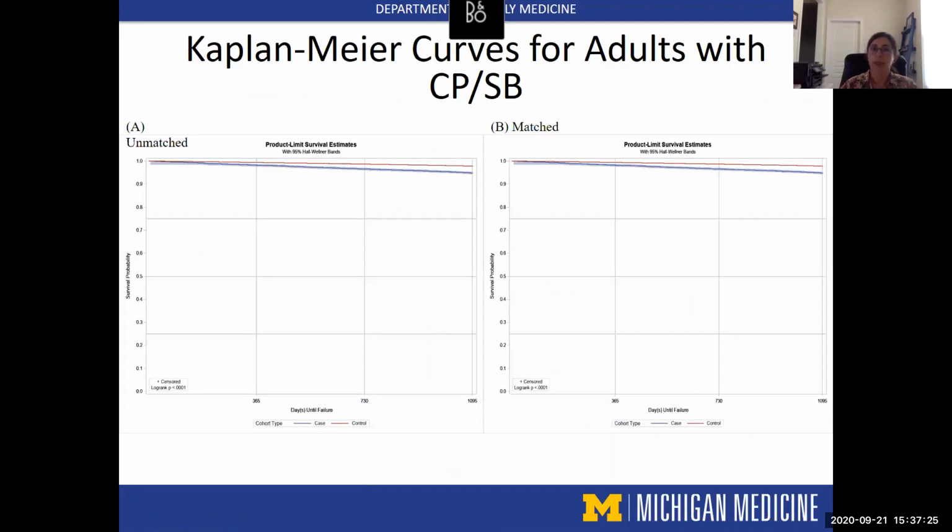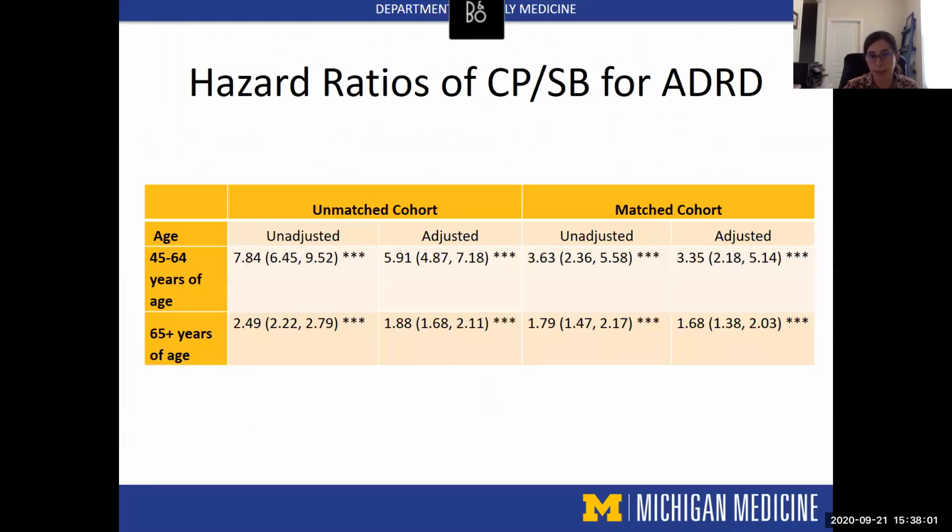And this is a KM curve for adults with CP and spina bifida. The blue line represents our cases, and the red line represents our control, people without disability. As you can see, over the 3-year period, because this is a congenital condition, we can see this diverging, although small, the divergence between cases and control in diagnosis of Alzheimer's disease and related dementia. By the way, all these differences that I'm showing are statistically significant.